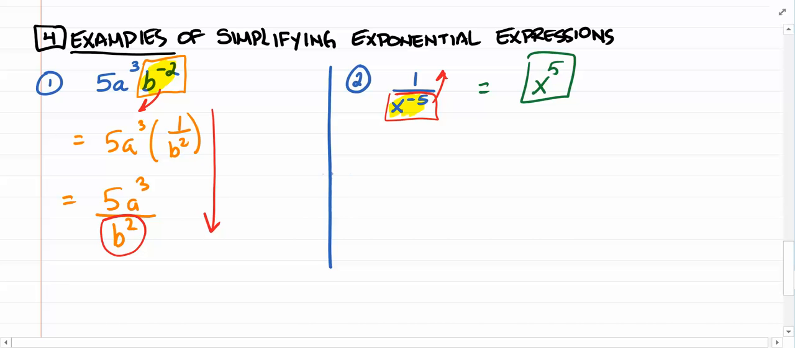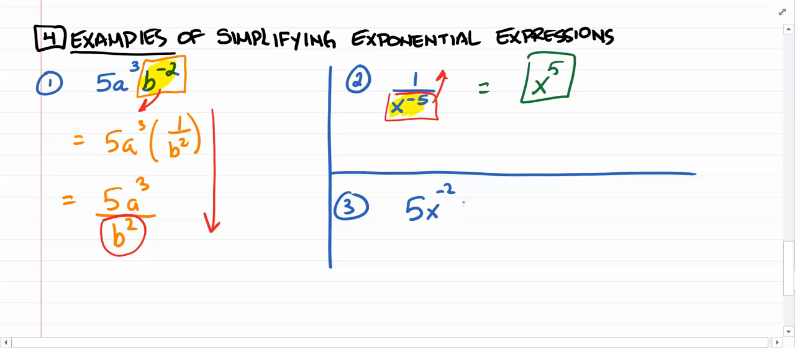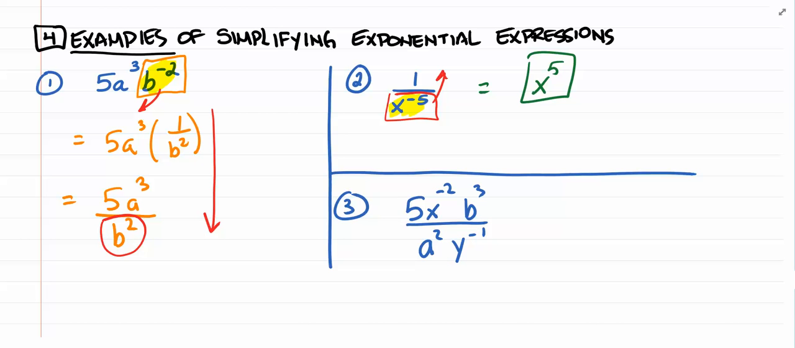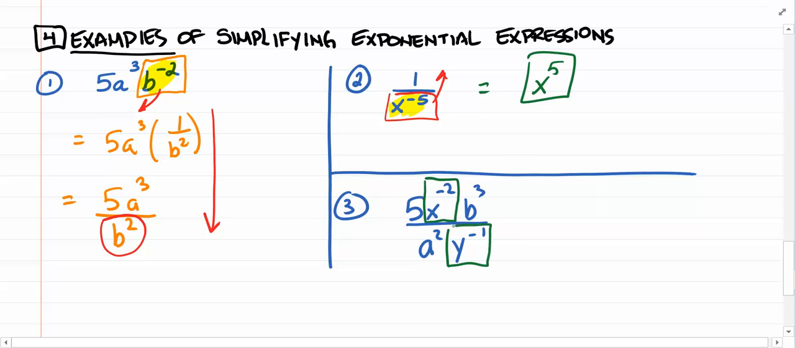Let's do another one that has a combination here really quickly. I'll make this up for you, number 3. Let's say I want 5x to the negative 2, b to the third, all divided by a squared y to the negative 1. Here's how I would like to teach this. So notice that the x is the only one that has a negative exponent in the numerator, and the y is the only variable that has a negative exponent in the denominator. So these are the only two that are going to be trading places with each other.